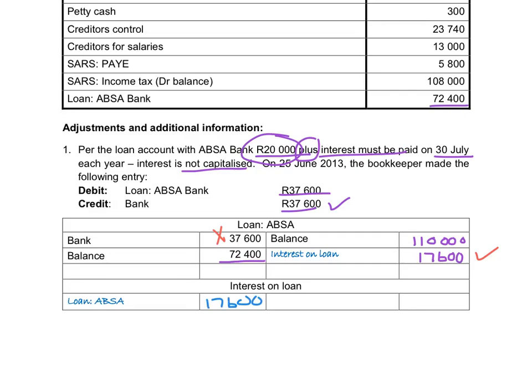In our balance sheet, we will show that the amount that we owe on the loan will be the 72,400 plus the 17,600. So that means we will have a balance of 90,000 for loan. Because we know that we will pay 20,000 at the end of each year, we have to split this in the balance sheet and show that non-current liabilities will be 70,000 and current liabilities will be 20,000.